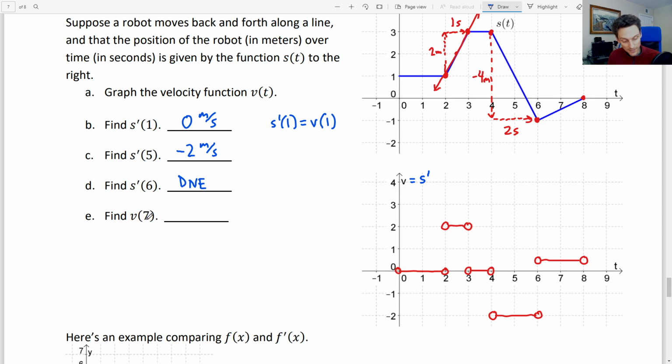What about v of 7? There we can just look over and find out that v of 7 is 1/2 meter per second.